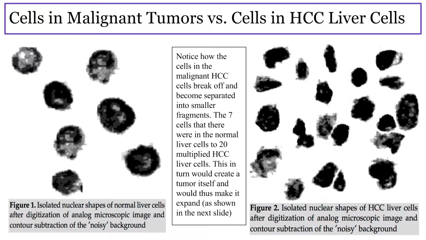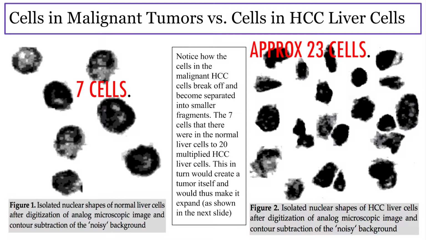Notice how the cells in the malignant HCC cells break off and become separated into smaller fragments. On the left are isolated nuclear shapes of normal liver cells, and on the right are isolated nuclear shapes of HCC liver cells. This can be seen as an iteration because the cells start to multiply as the tumor starts to form.